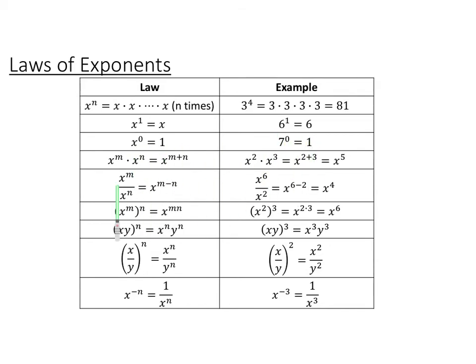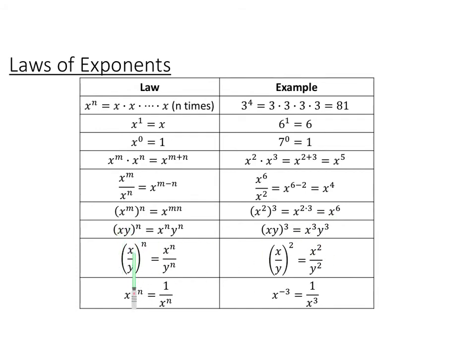If you multiply two things with the same base, you can add the exponents. So if you have x squared times x cubed, that's the same thing as x to the 2 plus 3, or x to the 5th. If you divide two things with the same base, you can subtract the exponents, the numerator minus the denominator. So x to the 6th divided by x squared would be x to the 6 minus 2, which is x to the 4th. When you raise a power to a power, you multiply them. So x squared to the 3rd power would be x to the 2 times 3, which is x to the 6th.